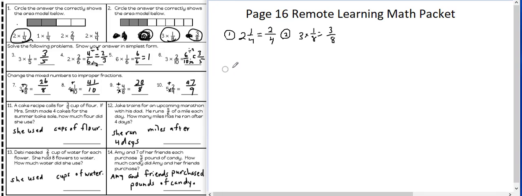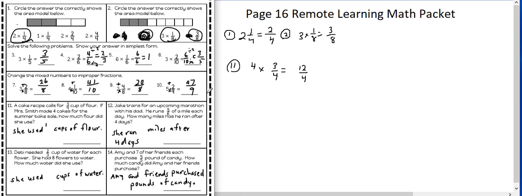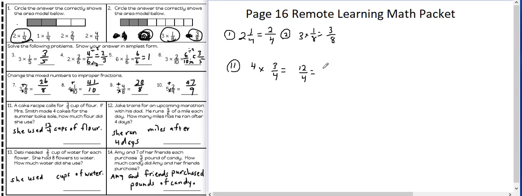All right, number 11. A cake recipe calls for 3/4 cup of flour. If Mrs. Smith made 4 cakes for the summer bake sale, how much flour did she use? So she used 3/4 of a cup 4 times. So 4 times 3/4. 4 times 3 equals 12. Denominator stays the same. We're not going to worry about simplifying here. Now, if you did want to simplify, just a side note, that would equal 3.